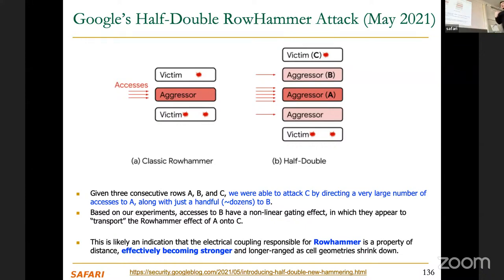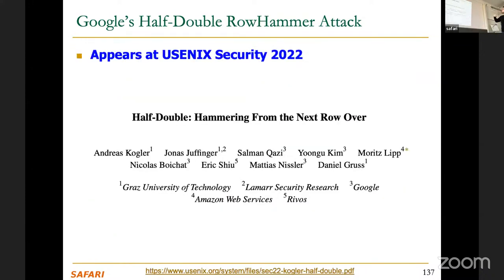There's a paper that was published in USENIX Security 2022. They have an analysis where they show you can do Half-Double and combine it with TRR to generate bit flips in certain modules. It's quite interesting if you are interested in RowHammer in general. This is another good read.